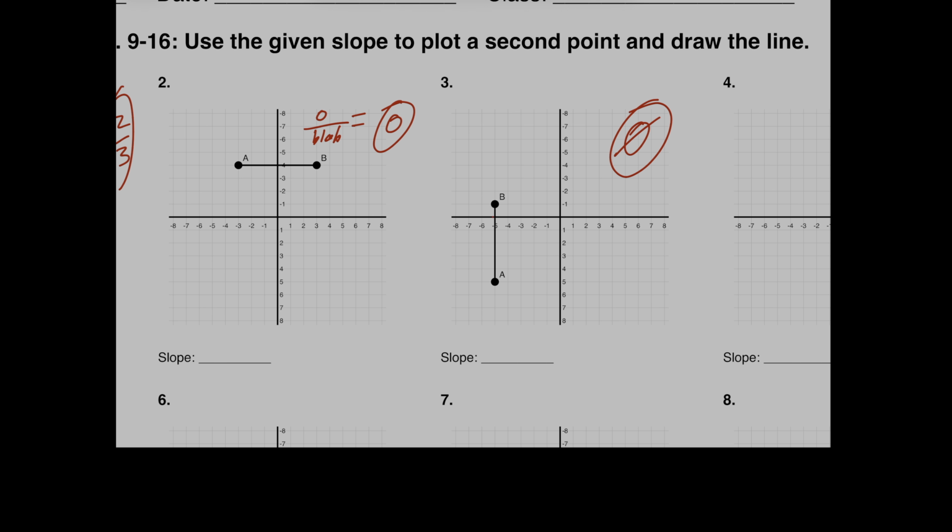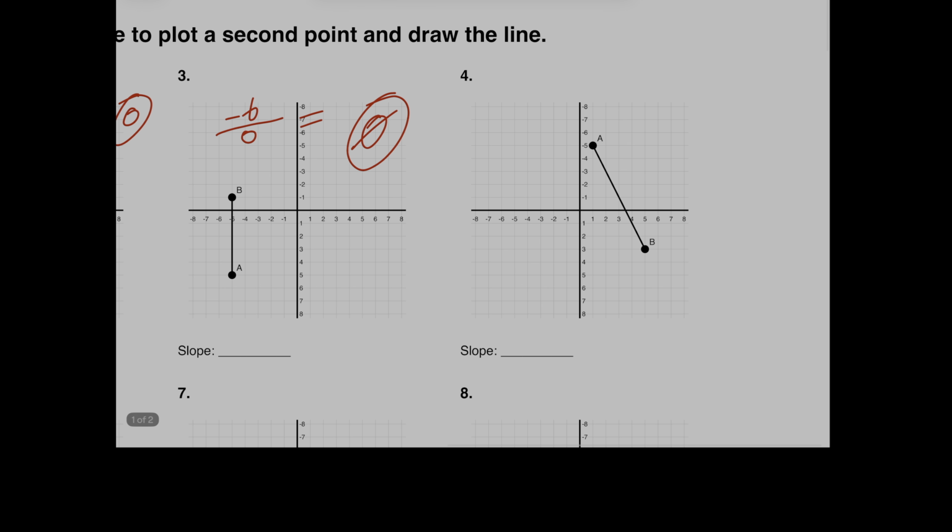How much does this go up and down? 1, 2, 3, 4, 5, 6. Up or down doesn't matter. Let's just go negative 6. But what's the left and right? The left and right is 0. And if you have 0, you can't have 0 on the bottom. That's no solution. And so that's what we do if we have vertical lines.